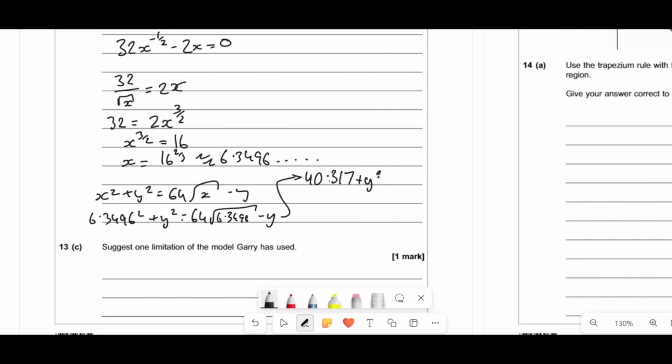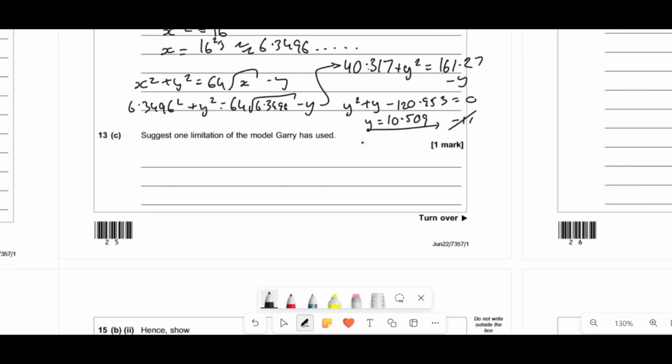40.317 plus y squared equals 64 root of that, which gives us 161.27 minus y. So then y squared plus y, plus 40.317 minus 161.27, equals 0. If I just use my calculator to work out the roots of that, it gives us y equals 10.509, or minus 11. Well, it can't be that, so there you go. That's how you prove it.